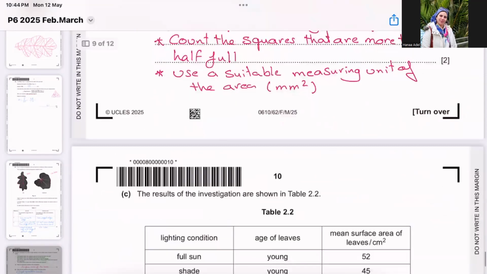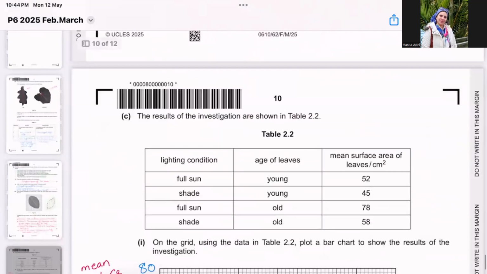Next question, the result of the investigation are shown in the table. We have the lightening condition, age of leaves, and mean surface area of leaves in centimeter squared. And we have two data. We have two full sun, okay, and we have two shaded area, so it means less light. And we have two young, and we have two old.